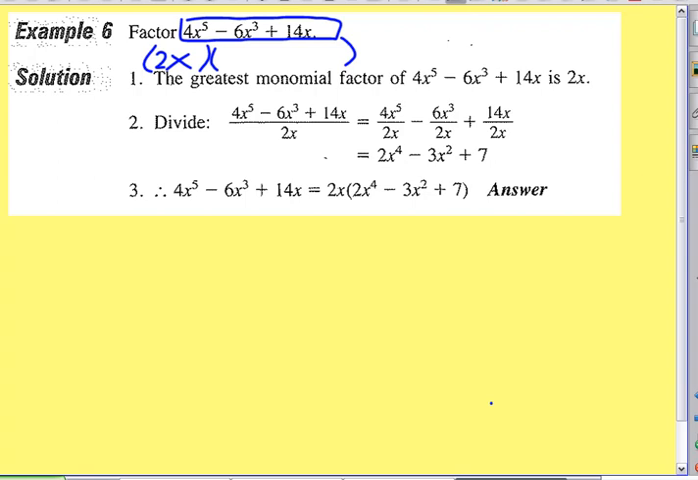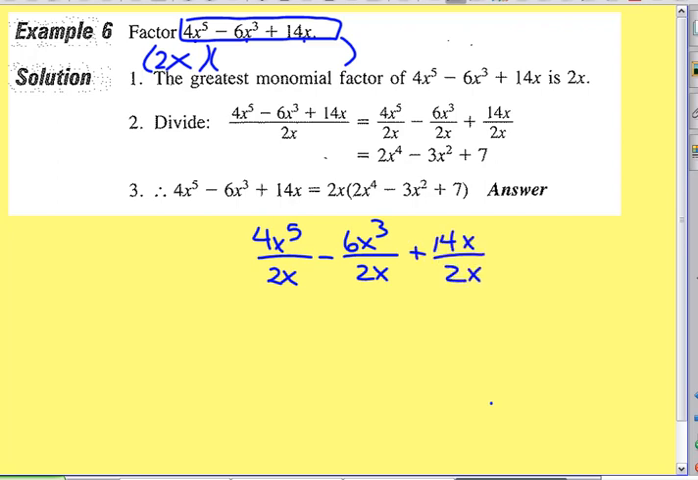Now, to help us find out what we multiply it by, we divide each one of these terms by 2x, right? So I'm going to get 4x to the 5th over 2x minus 6x cubed over 2x plus 14x over 2x.